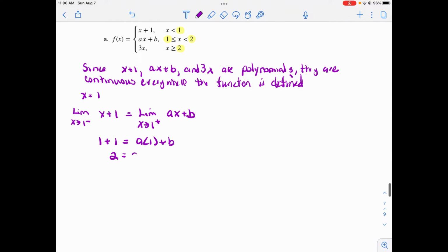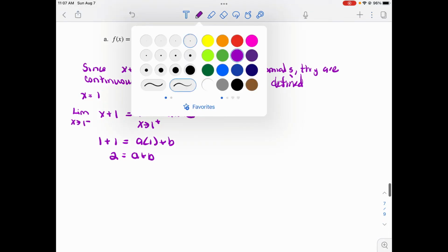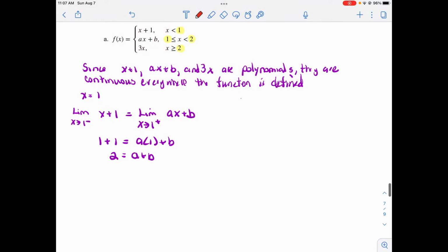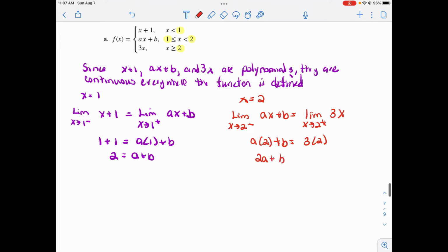And that'll give me 2 is equal to a plus b. Now, as far as I can do with that now, but then I have my x equals 2 I can look at. So at x equals 2, I need to figure out the limit as x goes to 2 from the left. Smaller than 2 but close to 2 is the middle equation. That needs to equal the limit as x goes to 2 from the right, which would be the bottom equation. Using direct substitution, replace every x with 2. I get 2a plus b equals 6.